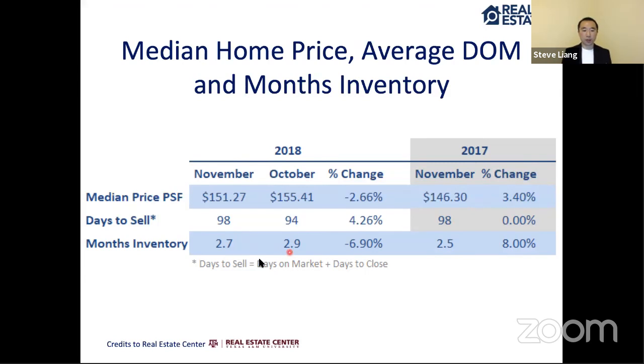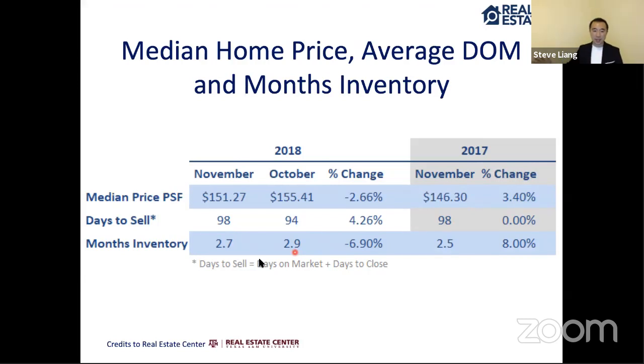So we like looking at how many months of properties are in the inventory, because if it has 3 months of inventory, that means it takes 3 months to sell off all these properties. So the smaller the number, the fewer houses are out there.